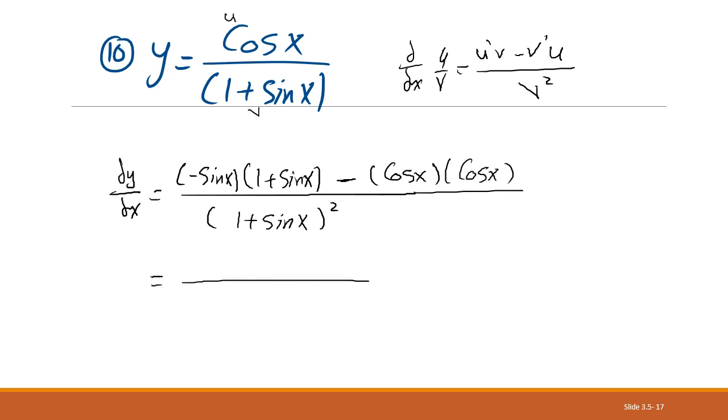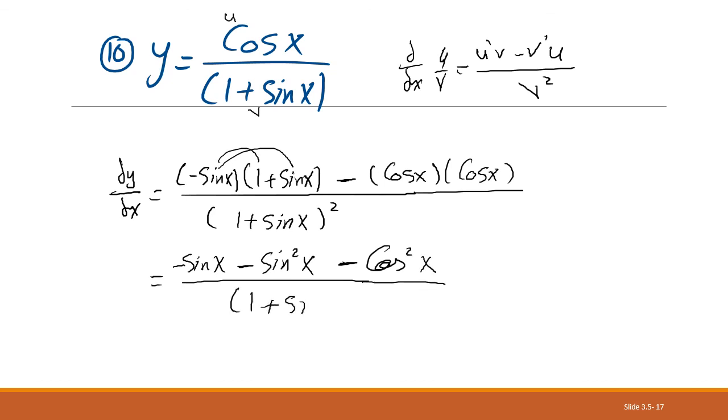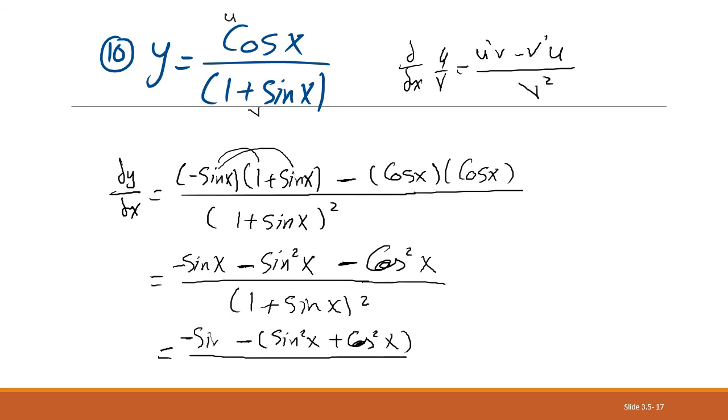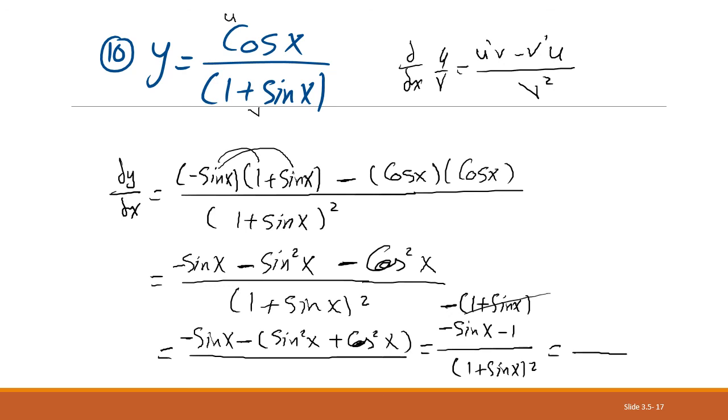So it's equal to negative sine multiplied by 1 is negative sine x, negative multiplied by negative is positive, sine by sine is sine squared x, minus cosine by cosine is cosine squared x, over 1 plus sine x squared. So by taking negative as a highest common factor, I have sine squared x plus cosine squared x, and here is negative sine x, so it could be written as negative sine x minus 1. By taking negative as a highest common factor, it's 1 plus sine x over 1 plus sine x all squared. By cancelling one of the powers, the final answer is negative 1 over 1 plus sine x.